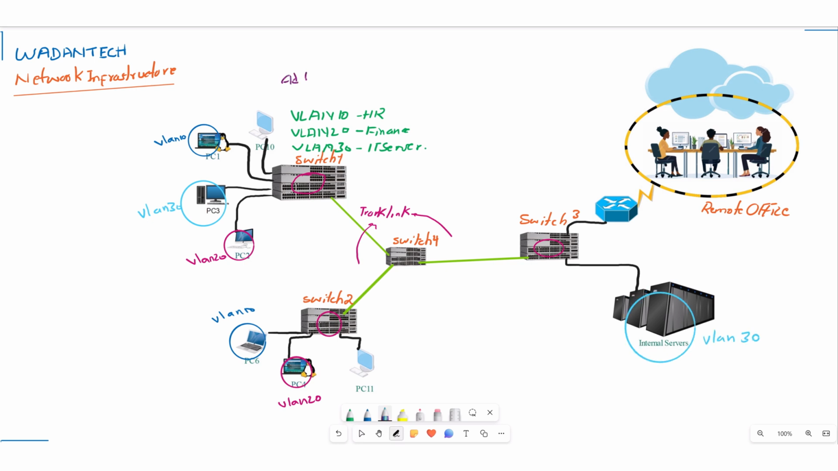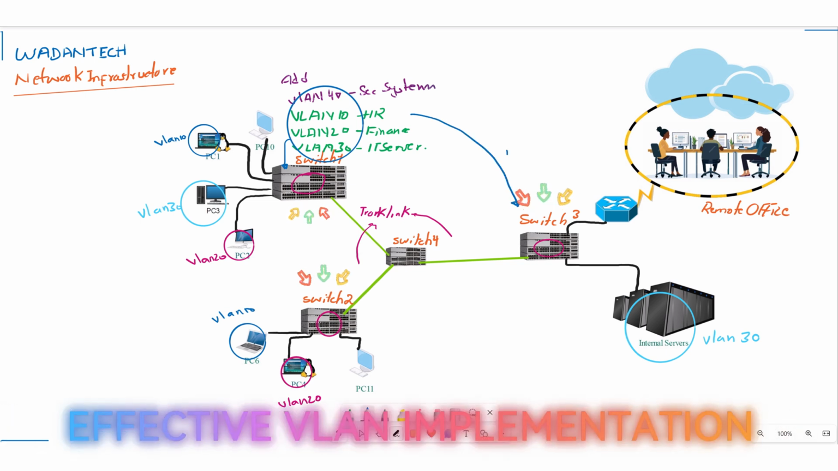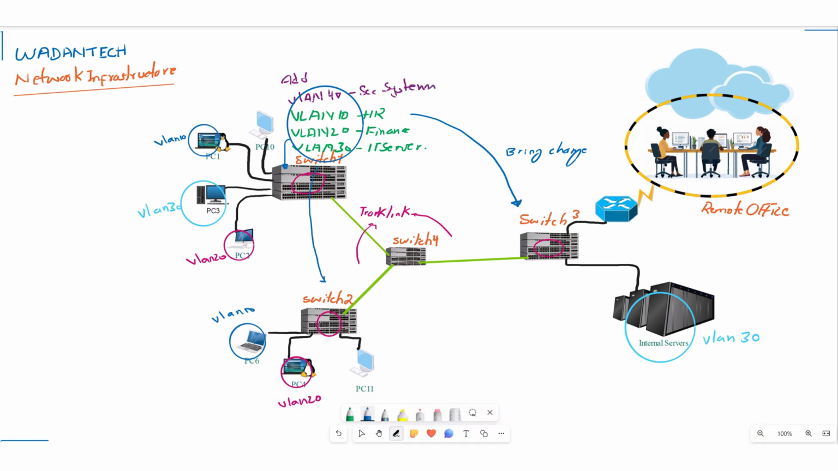Now the scenario is, while we would like to add another VLAN, VLAN 40, inside switch 1, then we should bring the same configuration and changes to all connected switches for effective VLAN implementation. I mean, add the same VLAN 40 inside switch 2 and 3.